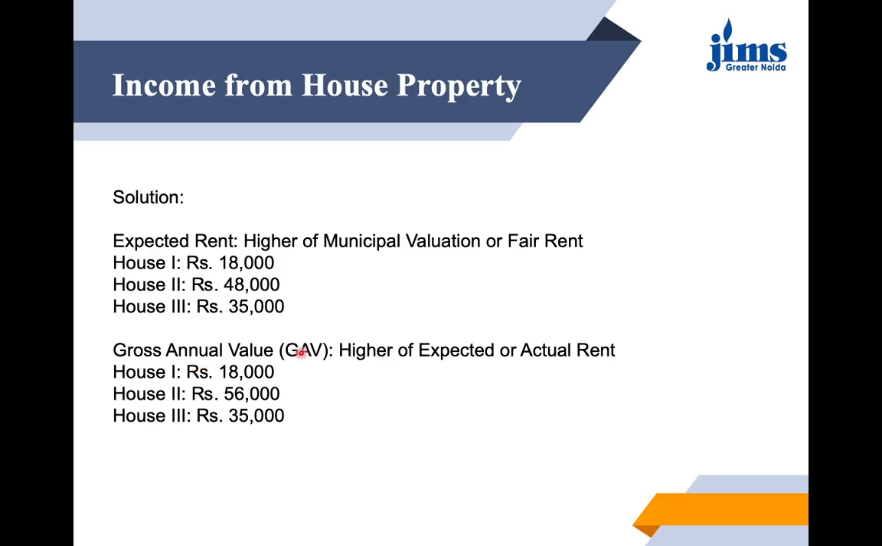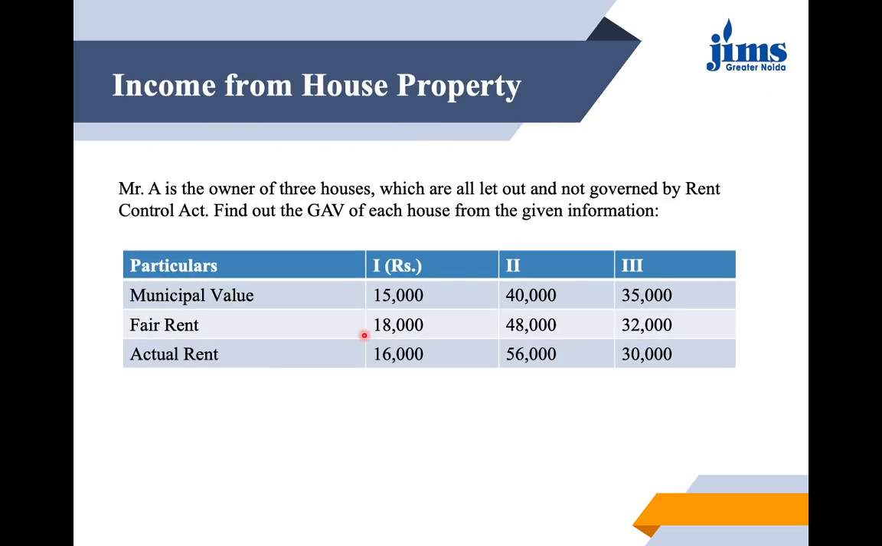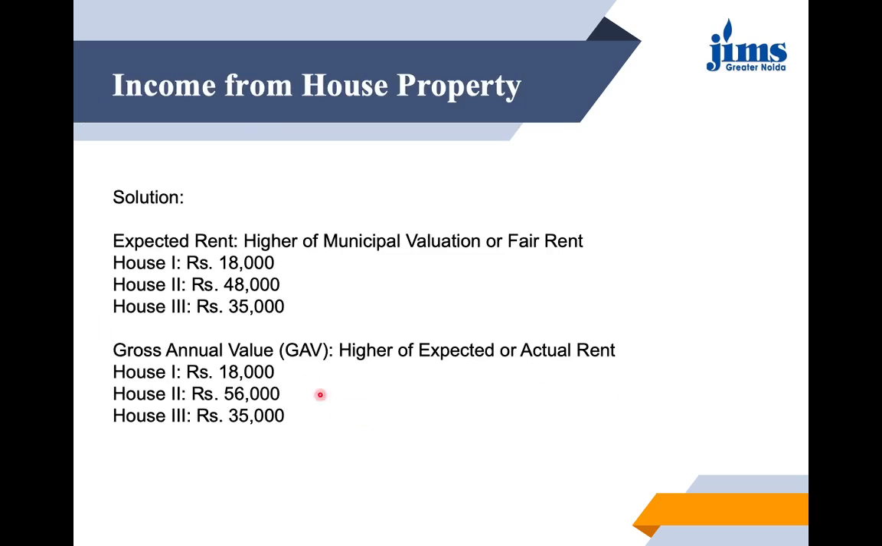And then further, GAV is the higher of expected or actual rent. There also we can make the comparisons: 18,000 or 16,000, so 18,000 only. 48,000 or 56,000, obviously 56,000 would be considered, and in this case the fair rent of 32,000 would be considered. So we can see we have these values here.